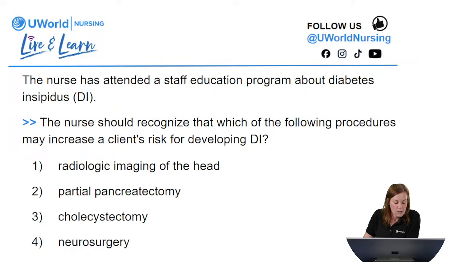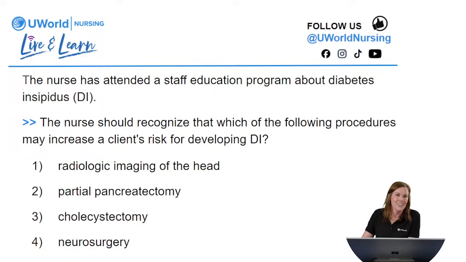Option 2, partial pancreatectomy. So again, this is when we remove part of our pancreas. The pancreas is important for a lot of other hormones, but not for ADH. So not our one. Option 3, cholecystectomy. That's the removal of our gallbladder. Not going to be a cause of DI in this situation, but it's an option. And then option 4 is neurosurgery.